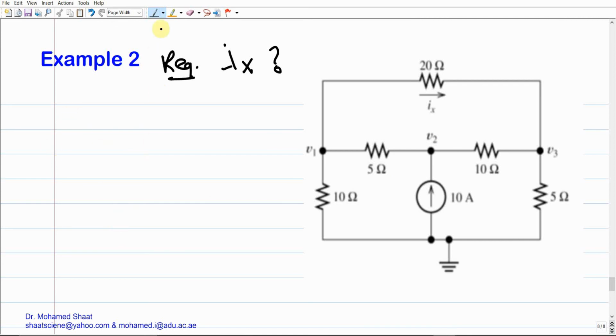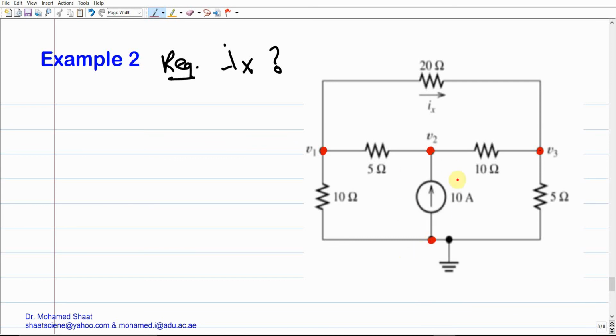The first step is just to locate the different nodes. How many nodes do I have here? This is the first node, we have a second node, a third node, and a fourth node. Then assign one of these nodes to be the reference node. Intuitively, we're gonna pick this one as the reference node.